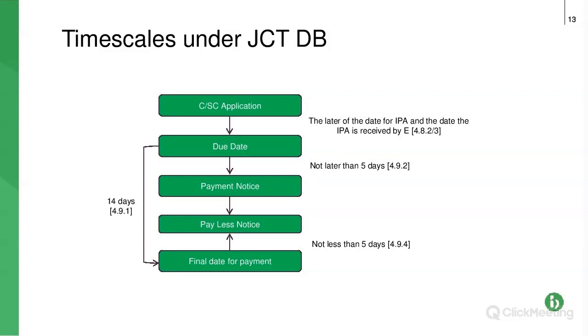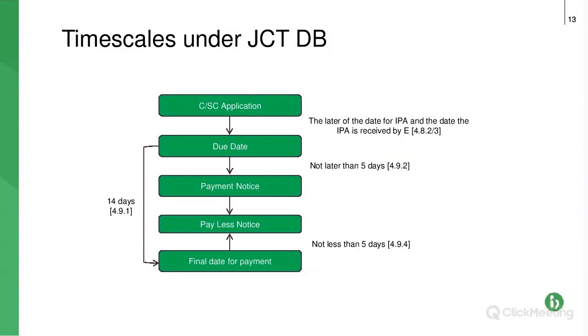So then we have the paying party's payment notice. Again, the narrative states that that's not later than 5 days after the due date. So we've got the due date, and on the left-hand side, it says 14 days. So from the due date to the final date for payment, it's 14 days. And to work out the pay less notice date, so that penultimate box, you work backwards from the final date. On the right-hand side, it says not less than 5 days.